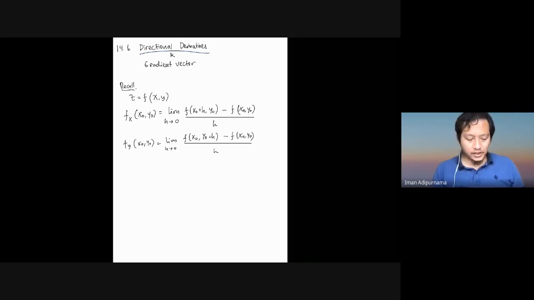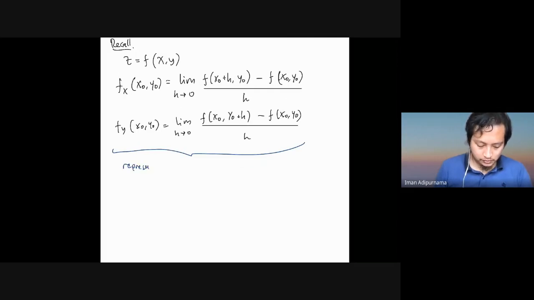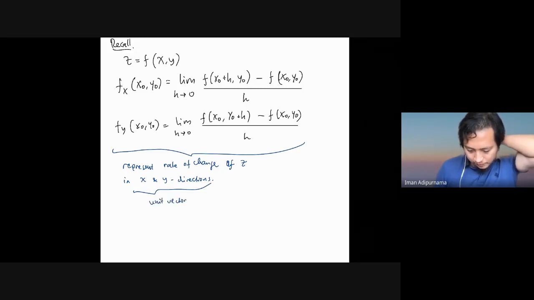Okay, now you have this. This represents the rate of change of z in the x and y direction. And we can say the directions are based on unit vectors i and j, the basis vectors.